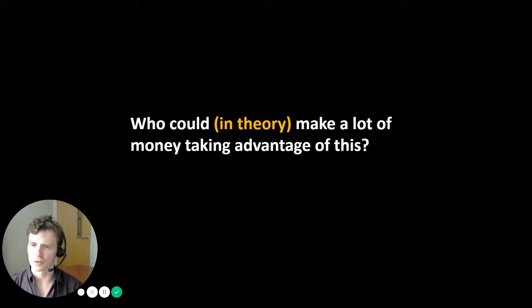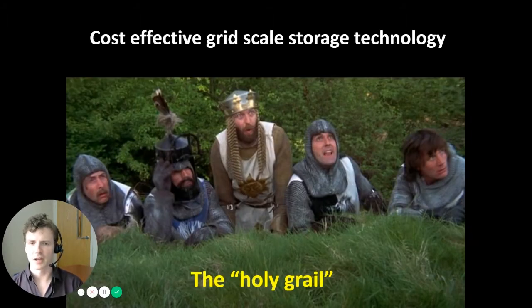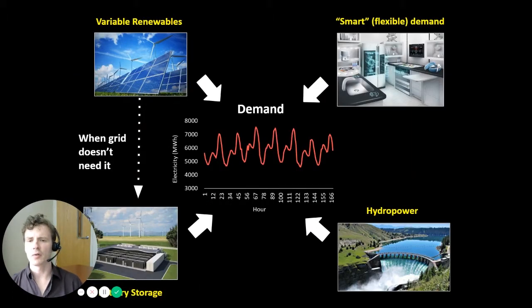So think about this, who in theory could make a lot of money taking advantage of this? Who would be in a good situation to buy electricity when the price is negative and sell electricity when the price is positive? So the answer is cost-effective grid-scale energy storage. In other words, the holy grail of incorporating lots of renewable into the grid. And so we'll talk more about battery storage in a later lecture. But that's why we see here that battery storage is really an integral piece to grids of the future that may be significantly more reliant on variable renewable energy.